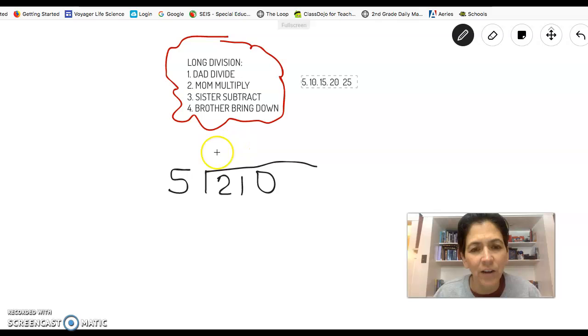So I'm going to dad divide. 5 goes into 21 4 times. I just dad divided. Step 2 is to mom multiply. Remember I made you guys draw your rainbows? 4 times 5 is 1, 2, 3, 4, 20. If you have your skip counting charts in your handy homework helpers, please use them.